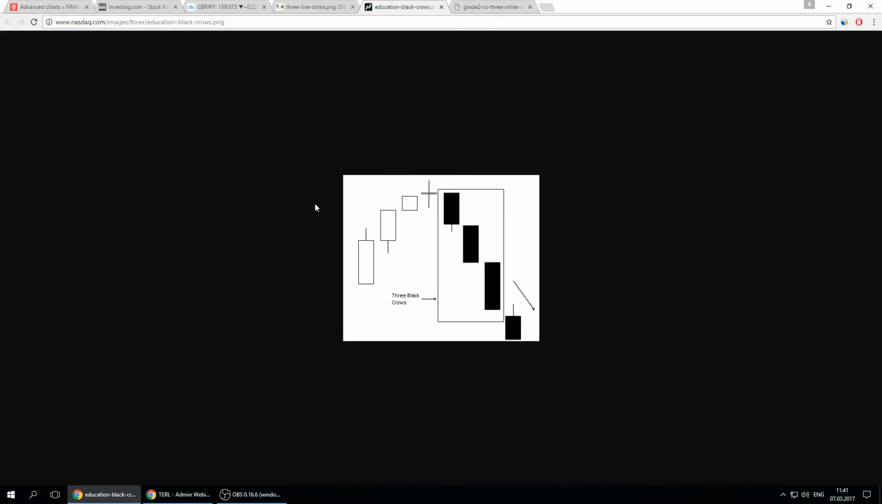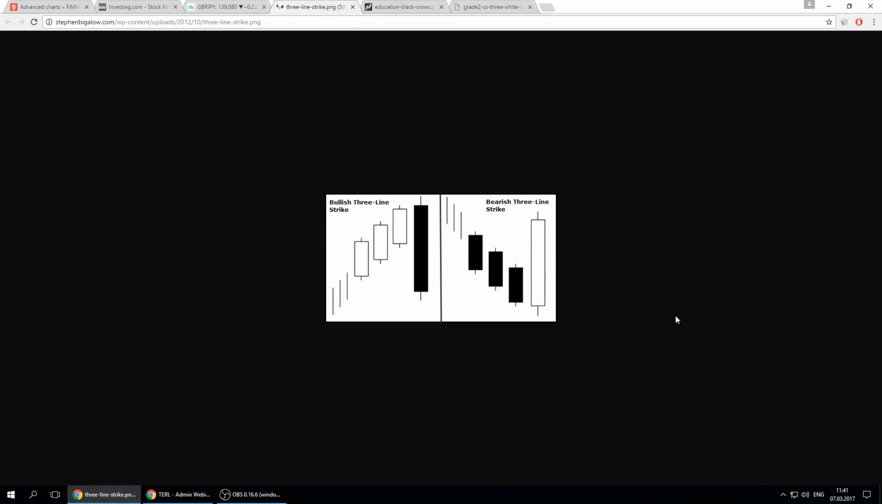So also what I advise to pay attention to is such a thing as the 3-line strike. Here it is. Hold on. So 3-line strikes can be bullish, they can be bearish. So what do they show us? They show us the end of the uptrend or the end of the downtrend.